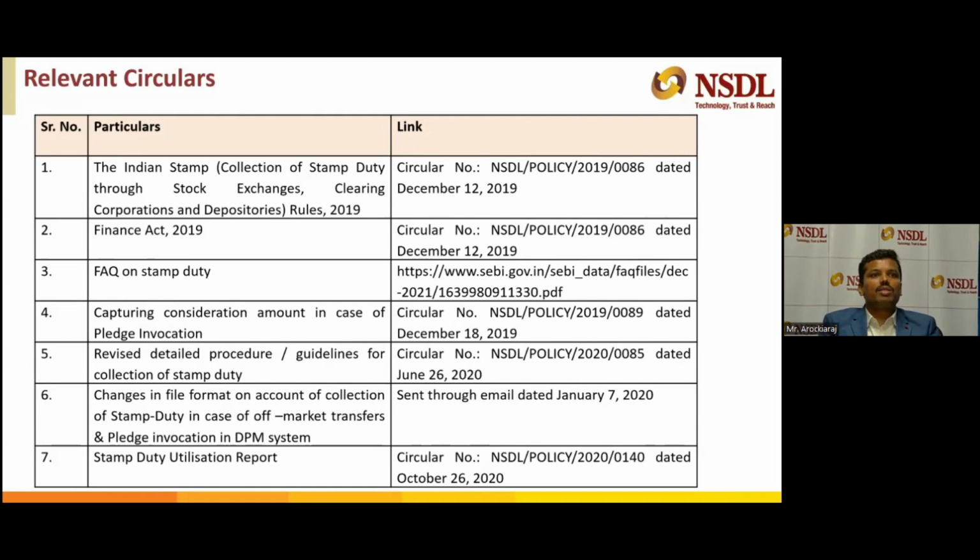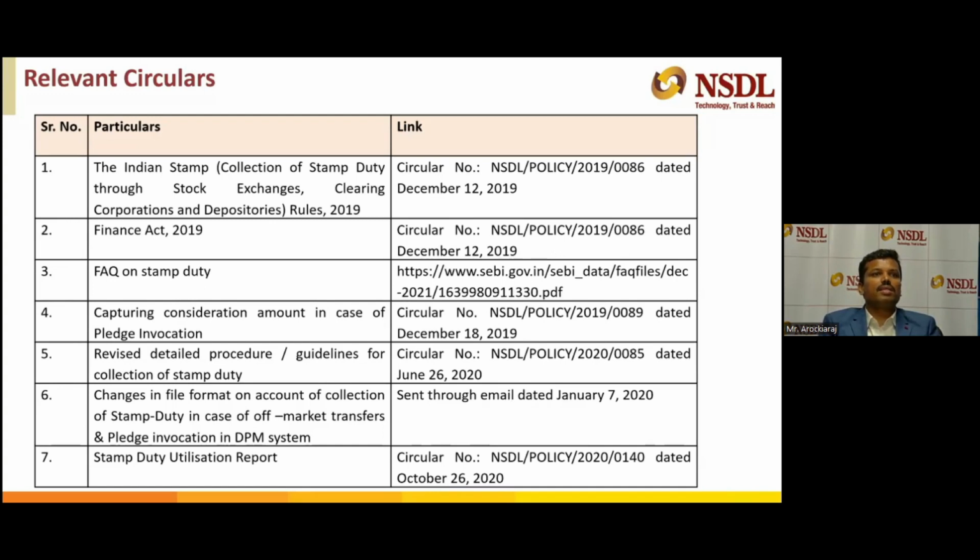And there is one more important FAQ issued by SEBI that is available on the link provided. This FAQ clarifies information related to why the amendments have been carried out, what the objectives and key benefits of the amendments are, who will collect the stamp duty, and the applicable stamp duty rates are clarified in the FAQ.